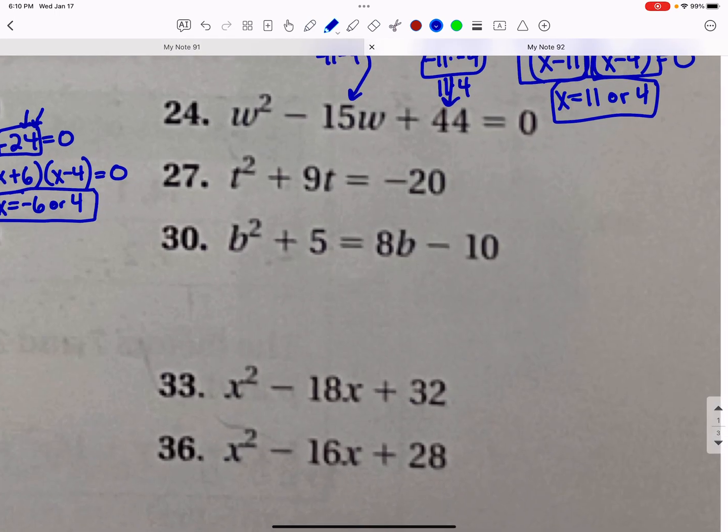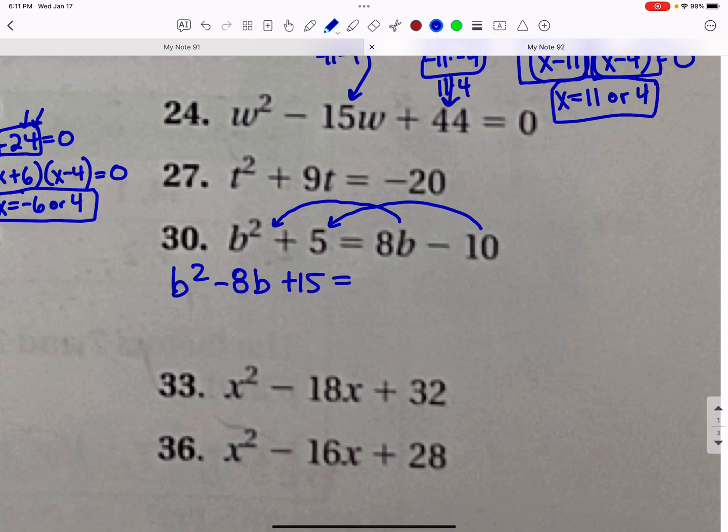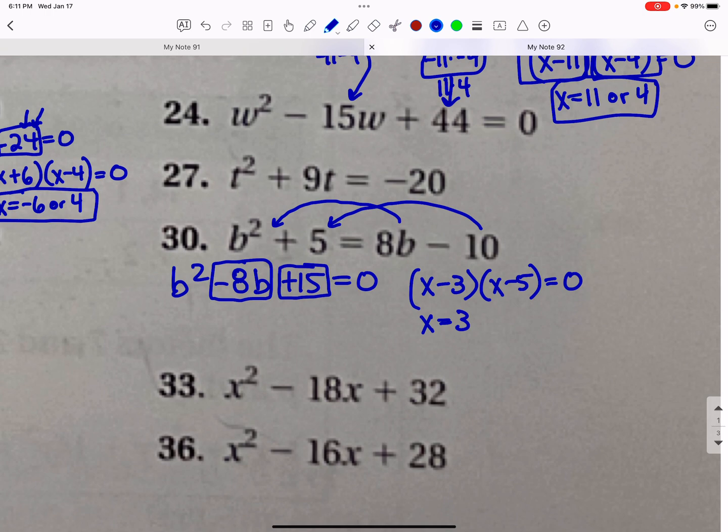30. Let's send all this on one side. So we have b squared. Let's send this 8b over to here, so minus 8b. Let's send this negative 10 over here to make positive 10, so this is plus 15 equals 0. Now I can do it. I need to have both numbers multiply to a positive, but they add to a negative, which means they both must be negative. So negative 3 and negative 5 are the two numbers that multiply to positive 15 and add to negative 8. Equals 0, so the answer is x equals 3 or 5.